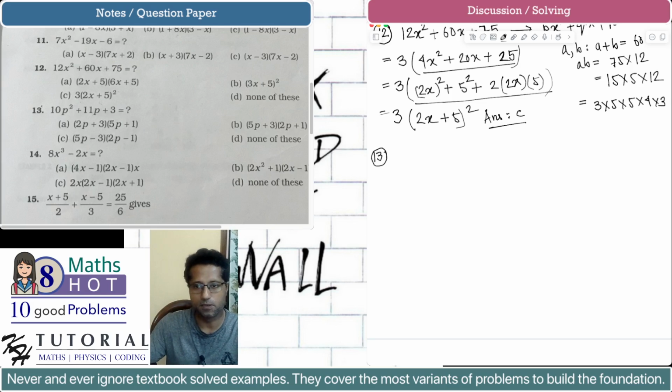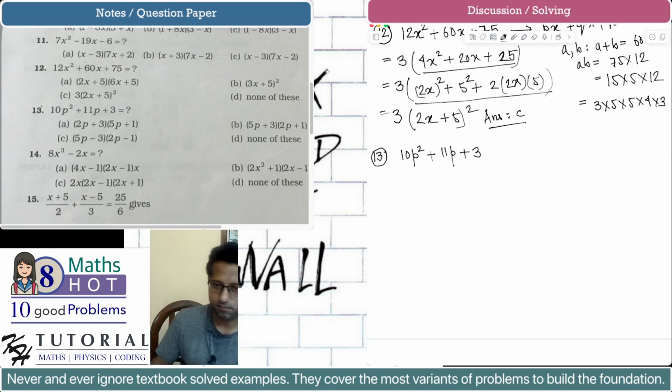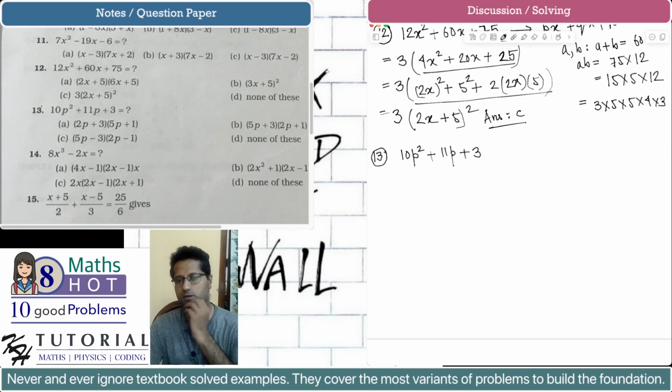The given expression is 10p square plus 11p plus 3. First of all, we do not see any common factor in all the terms. Second, we do not see the form a square plus b square plus twice ab or a square plus b square minus twice ab. It is not having any form a square minus b square. And finally we see it is a quadratic trinomial.